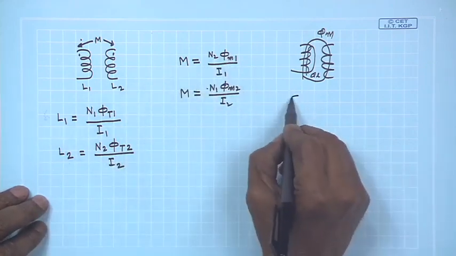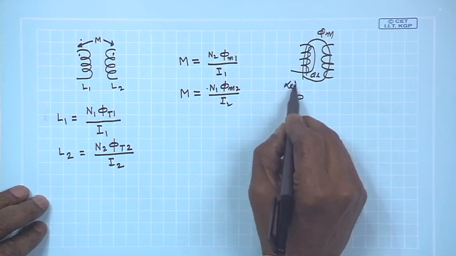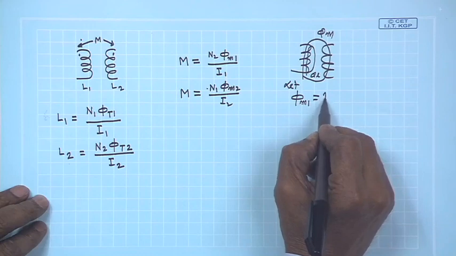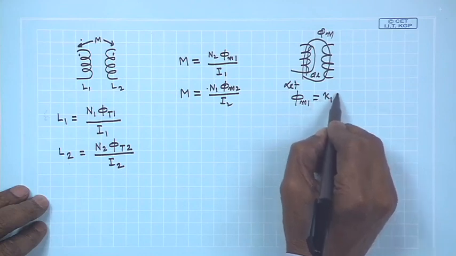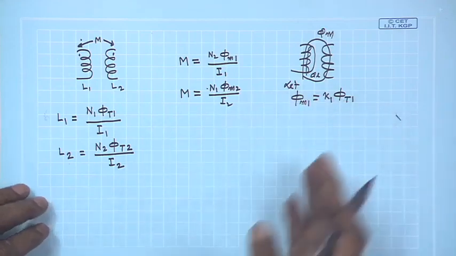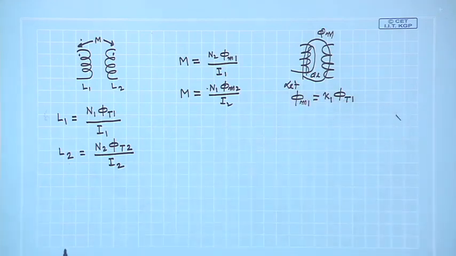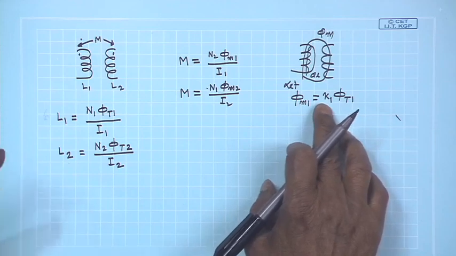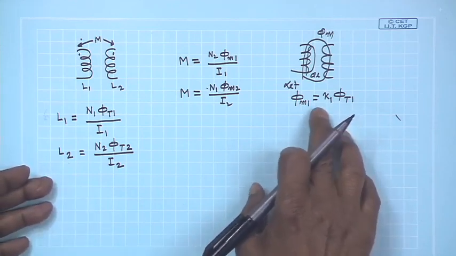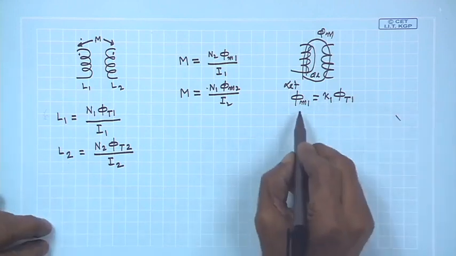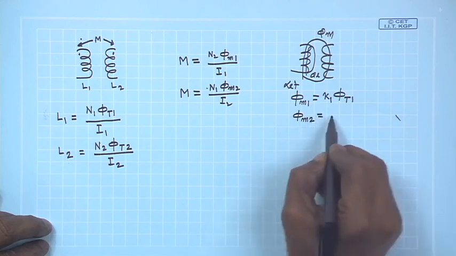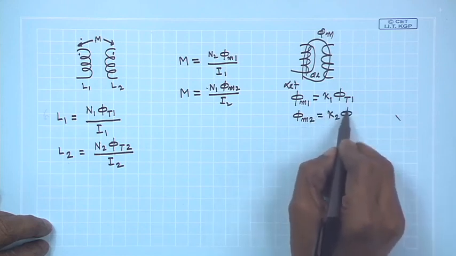can be expressed, suppose, let phi M1 be K1 into phi T1. Out of the total flux, what percentage is your mutual flux? For a transformer, it could be 98%, 97% of the total flux; leakage flux is little. So, K1 represents that. Similarly, phi M2 is K2 into phi T2.